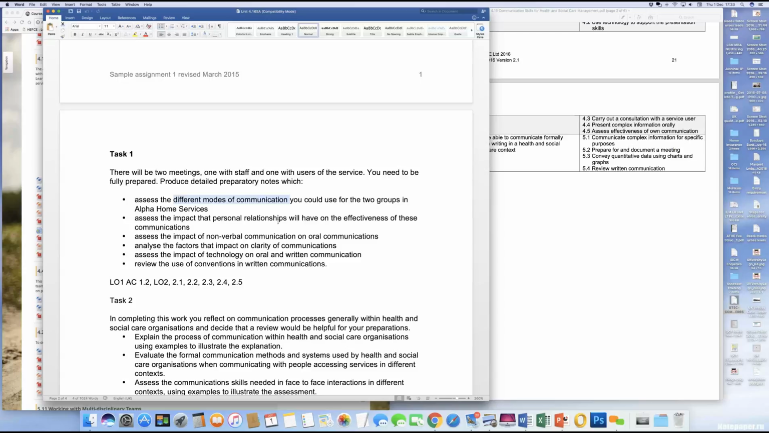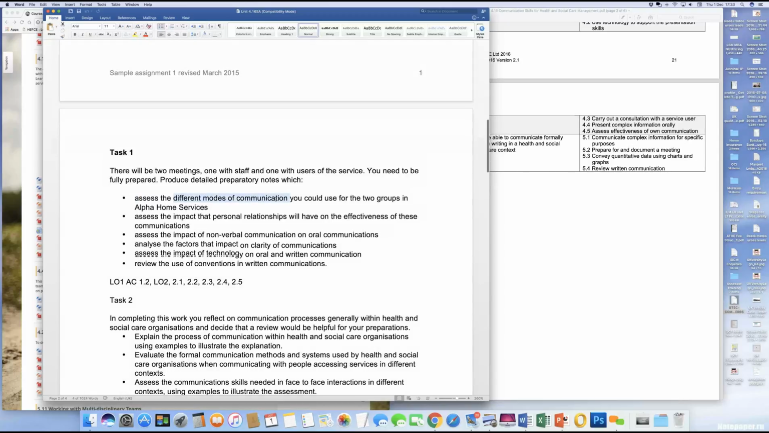So I'm adding the context of Alpha Home Services into the task. Do you follow this? Okay, so let's look at maybe another one. For example, this task has English jargon in it, but for me the importance is this word, S in particular, and then the other important words are the different modes of communication.